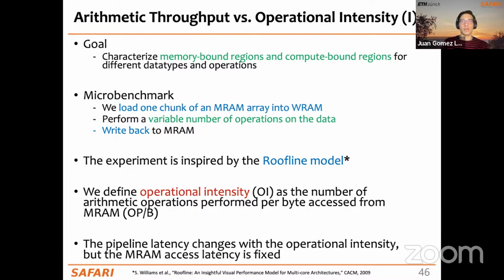And in this particular experiment, we are changing the number of operations that we perform on the data. So we are changing the operational intensity in different experiments. However, the size of the transfers is always the same. The size of the MRAM-WRAM transfers is always the same, so the MRAM access latency is fixed.